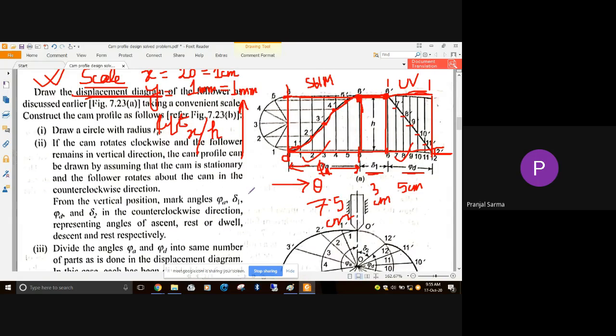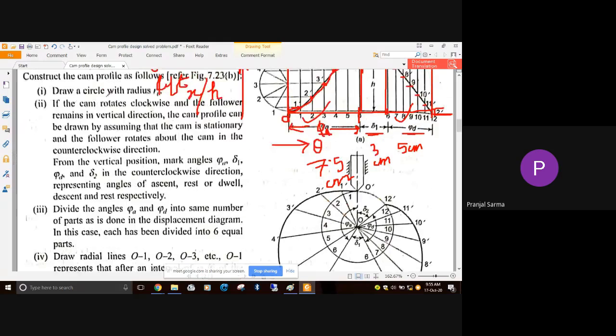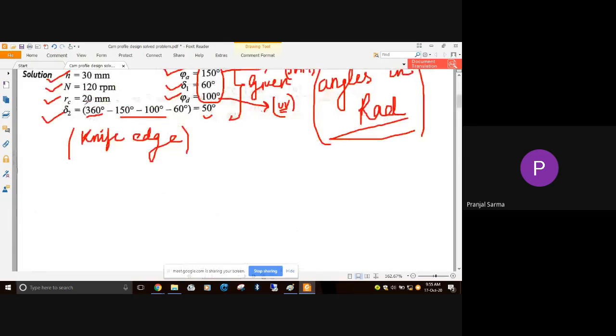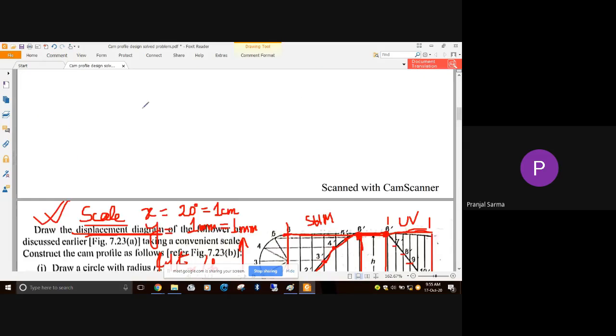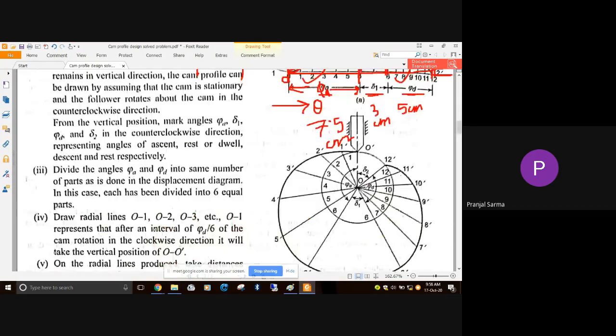The first step is to draw a circle with radius RC. RC is already given, here it is given as 20 mm. So the next step is to draw this particular circle, considering that value.